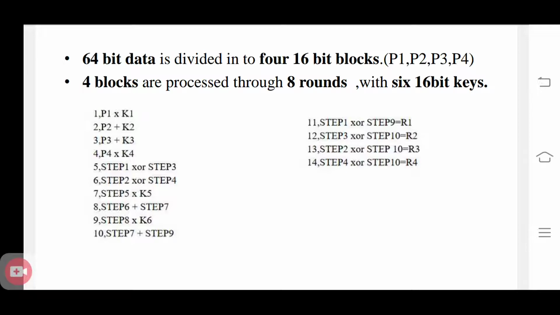Okay. Next, we have step 8. What is the output of the 8th step? That will be XOR with K6. Then after that, we have step 7 plus step 9. Then 11 to 14, we have XOR operations between step 1 and step 9. That will produce R1. Next, step 3 XOR with step 10. That will produce R2. Step 2 is again XOR with step 10. That is equal to R3. Next, we have step 4 XOR with step 10, R4. So you can see in the figure, that is 11 to 14 steps, we are using step 1, step 2, step 3 and step 4, but XORing with step 9 and step 10. So 12, 13, 14 use step 10, and 11 uses step 9 for producing R1, R2, R3 and R4.